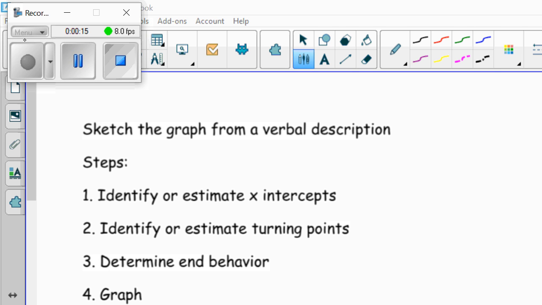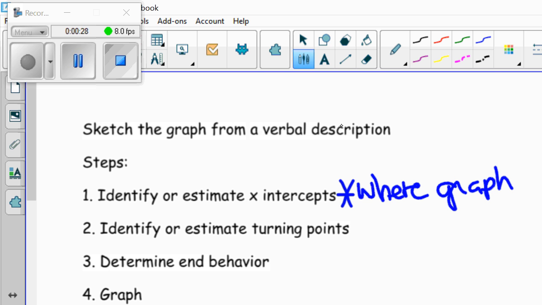So your steps in order to do this, you want to identify or estimate your x-intercepts. These will be where your graph changes from positive to negative. Remember that where your graph is positive, that means that the graph is above the x-axis. If the graph is negative, the graph is below the x-axis, so it has to cross through the x-axis to change.